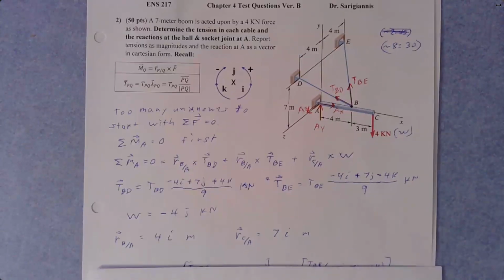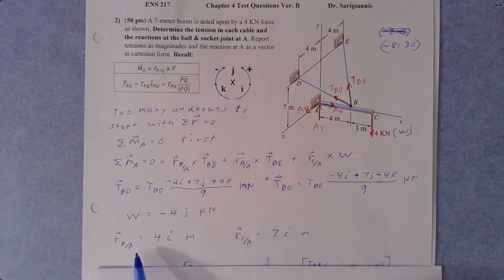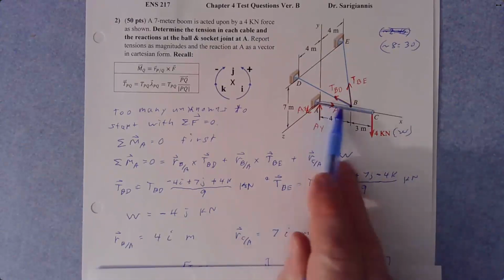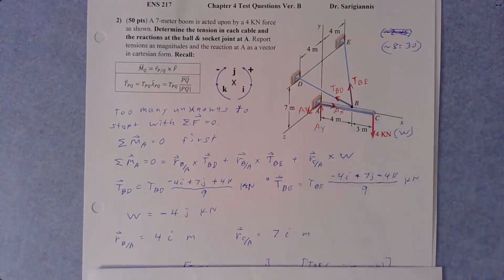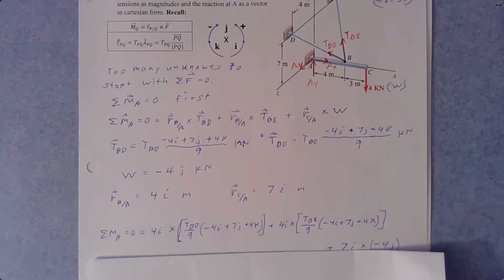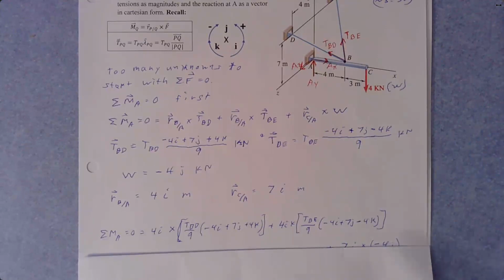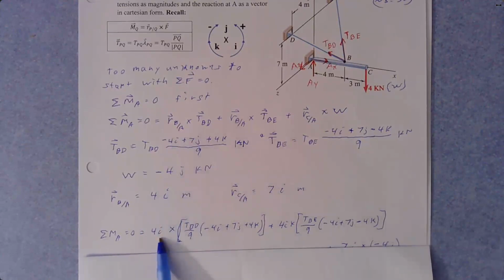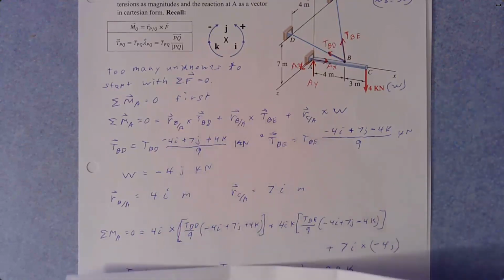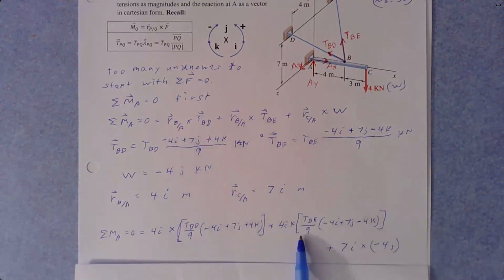And then we've got the position vectors. Position vector of B with respect to A is 4I, and the position vector of C with respect to A is 7I. These are all meters. All right, so now we can start doing some math. Basically, I just started plugging things in. So I've got R of B with respect to A, which is 4I, crossed with the tension vector TBD. I pulled out the 9. I've got the top of the unit vector there. And I do the same thing for TBE, and of course, the weight vector.